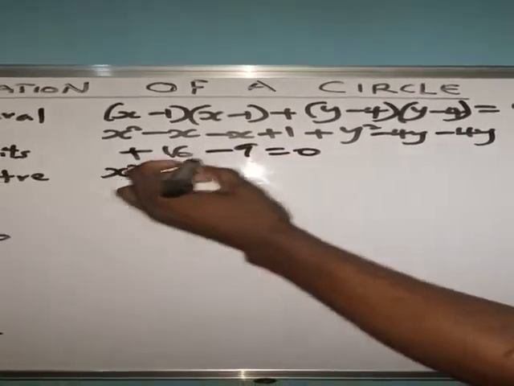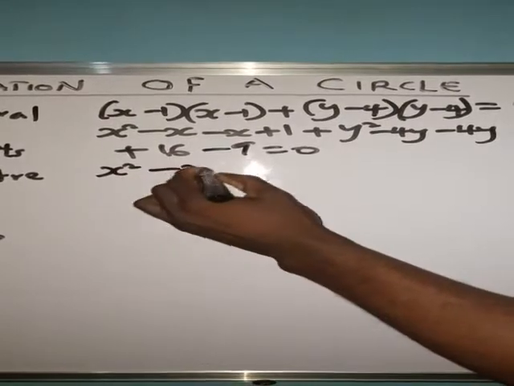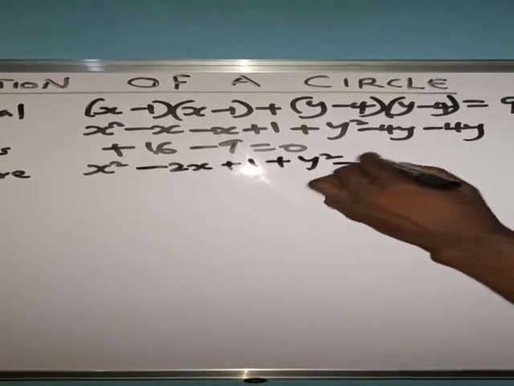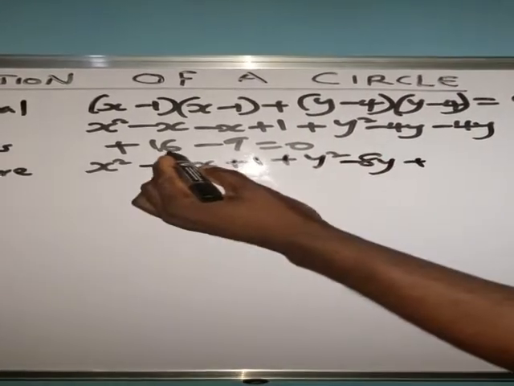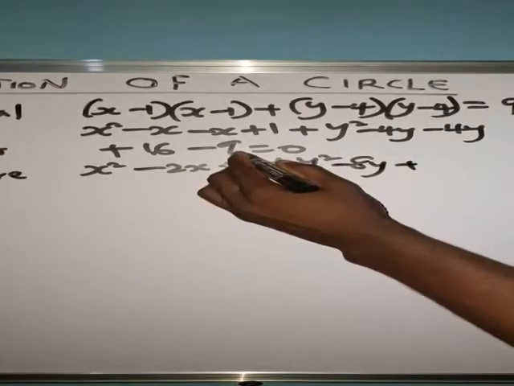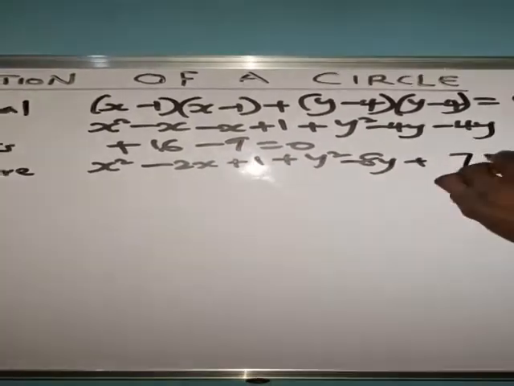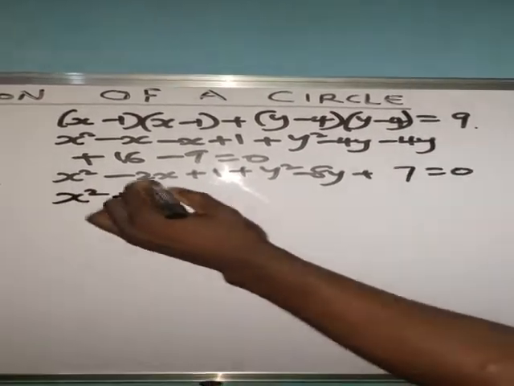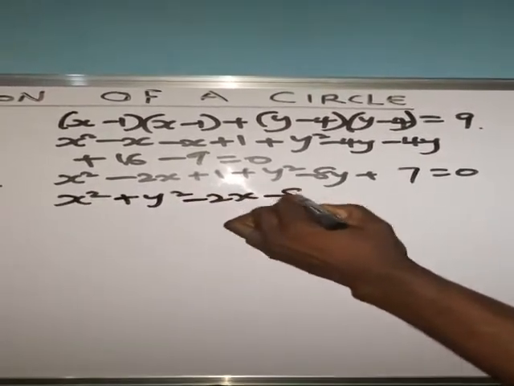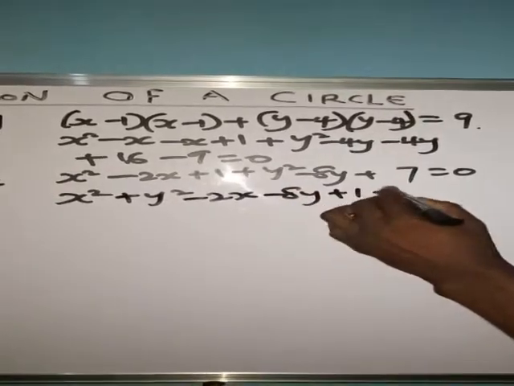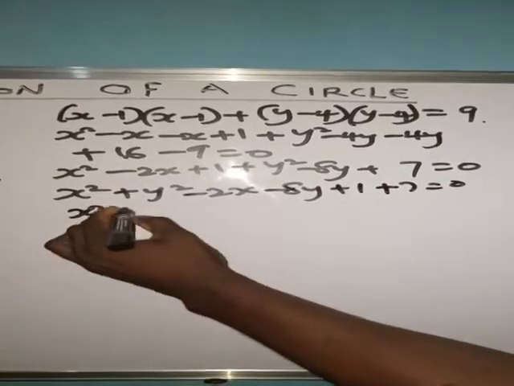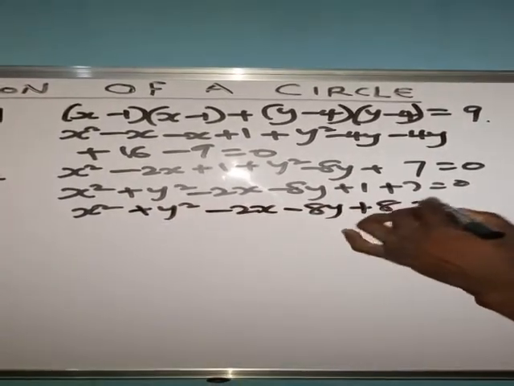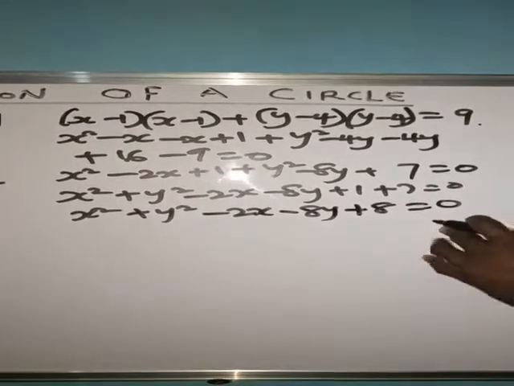So x² minus x minus x is minus 2x, plus 1, plus y² minus 4y minus 4y is minus 8y, plus 16 minus 9 will give you 7. So it's equal to 0. So x² + y² - 2x - 8y + 1 + 7 = 0. So x² + y² - 2x - 8y + 8 = 0. This is the equation of the circle.